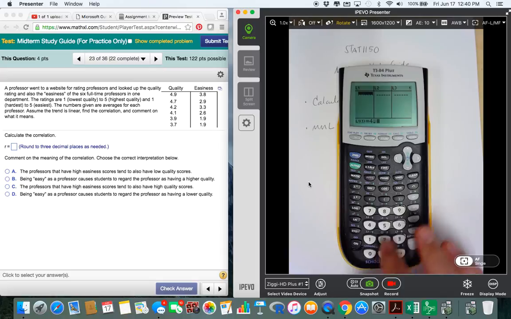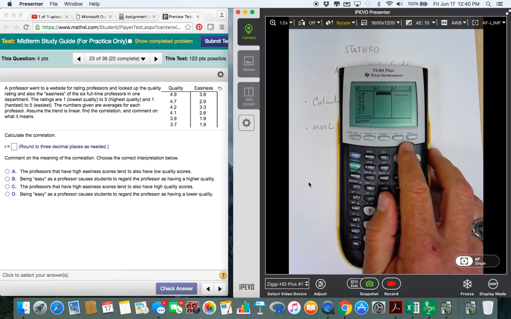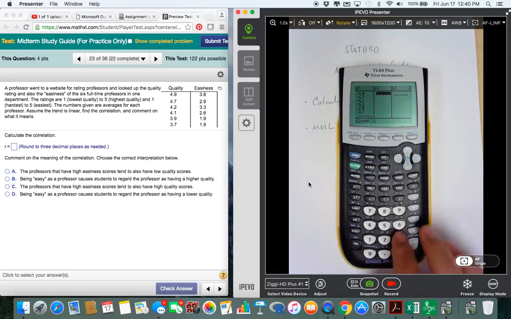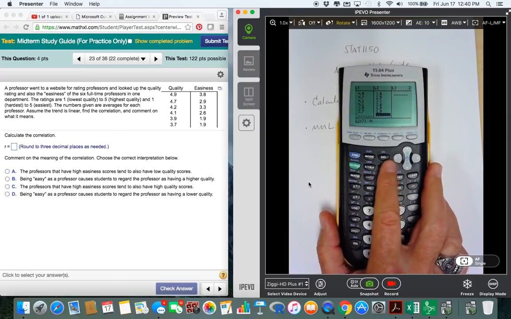So 4.9, 4.7, 4.2, 4.1, 3.9, and 3.7. And over here we have 3.8, 2.9, 3.3, 2.6, and 1.9. Now what we want to do is calculate the correlation coefficient.